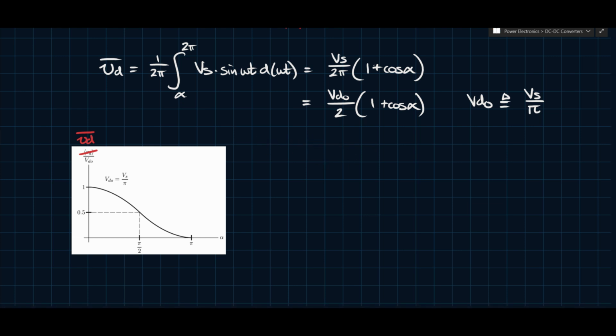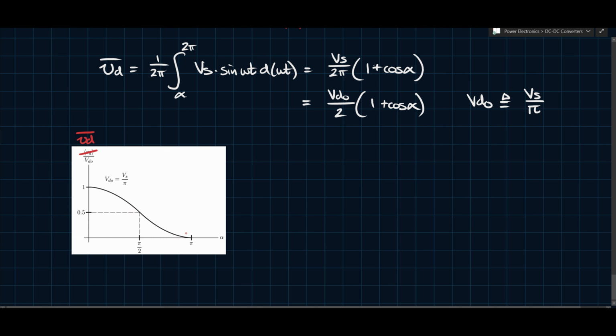In any case, the average output voltage relative to the average output voltage of the diode case varies in this shape. So we see that when alpha equals 0, you basically have the exact same case as the standard diode. When alpha equals 0, cosine 0 would equal 1. 1 plus 1 is 2, divided by 2 would be VD naught. And VD naught we know is Vs over pi. And we see then at pi, it goes to 0. So basically you can control the output voltage within this range, normalized to this, between 1 and 0.